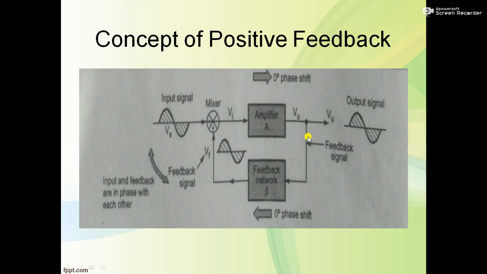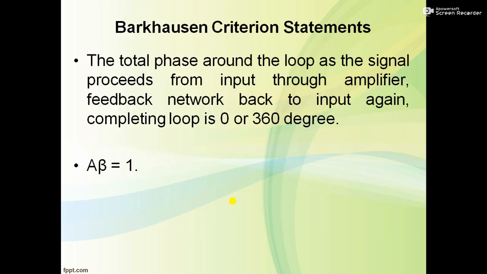When we consider the entire loop, the input starts from this point, goes towards the amplifier, we get output, again the output comes back to the feedback, and again the feedback voltage comes at the input side. So this is one loop. Whatever the phase shift around this loop is, either 0 degree or 360 degree, then only it can generate the oscillations. This is the first statement.